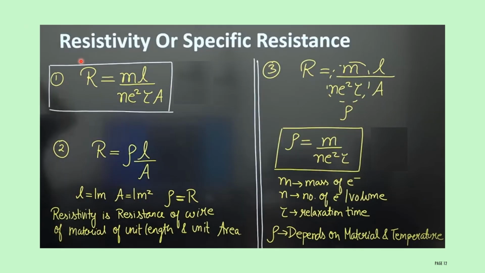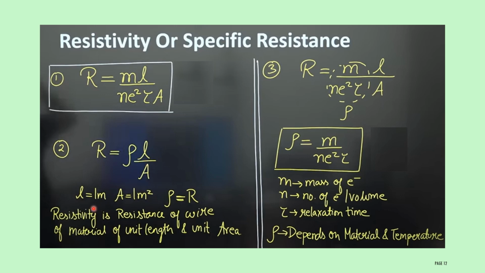Let us learn resistivity or specific resistance. You know resistance R will be equal to mL divided by ne² tau A. Rho is nothing but resistivity or specific resistance. Rho will be equal to m divided by ne² tau. Substitute this in place of this whole unit, then resistance R will be equal to rho L by A.